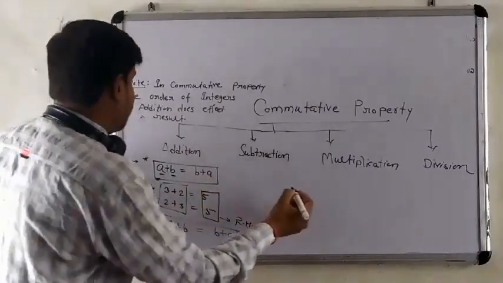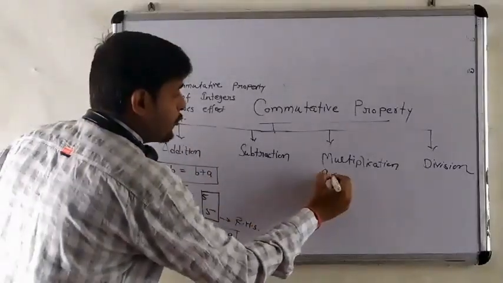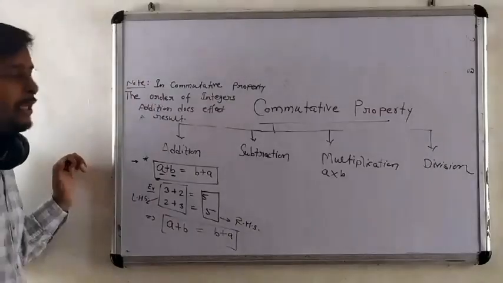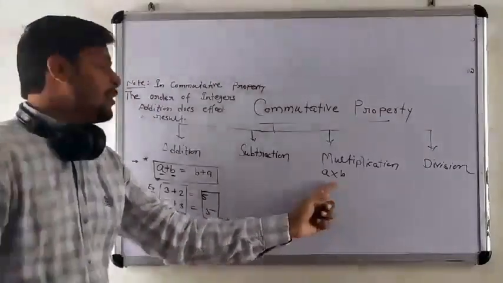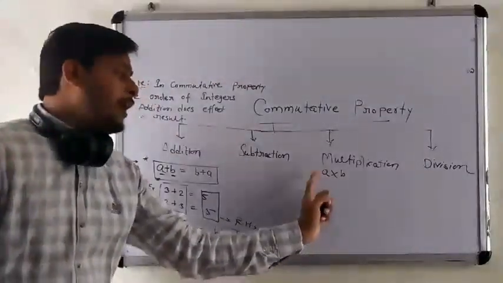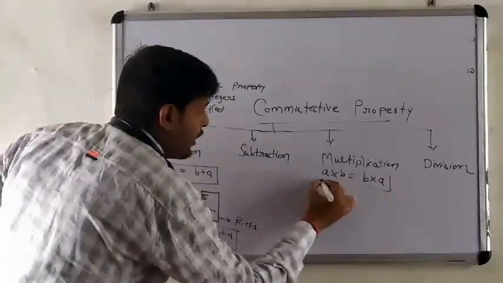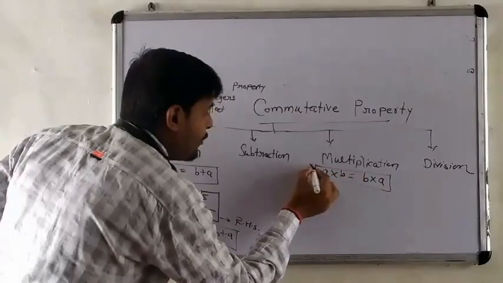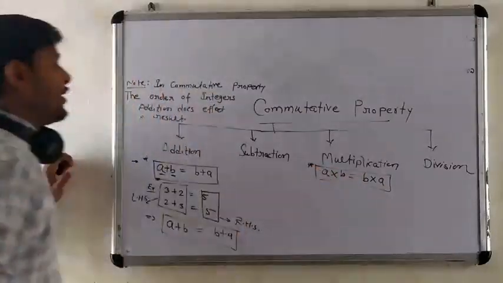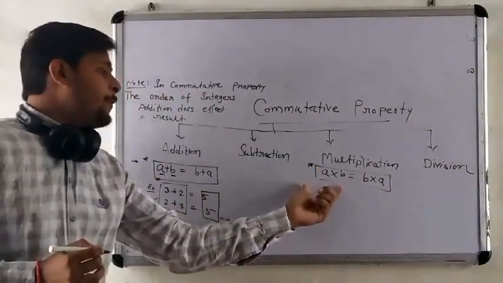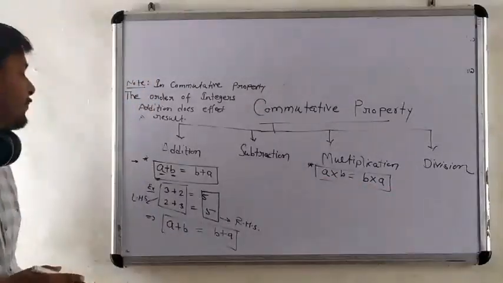For multiplication, let us consider two integers a and b. Then the product of a into b is equal to b into a. This is commutative property for multiplication.